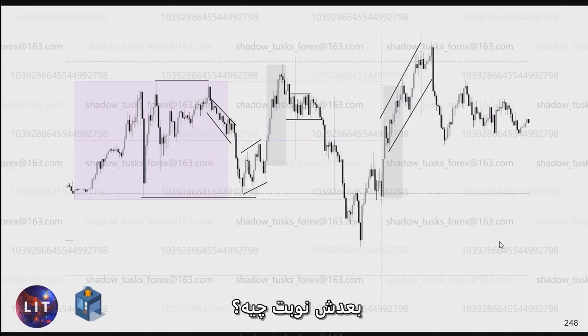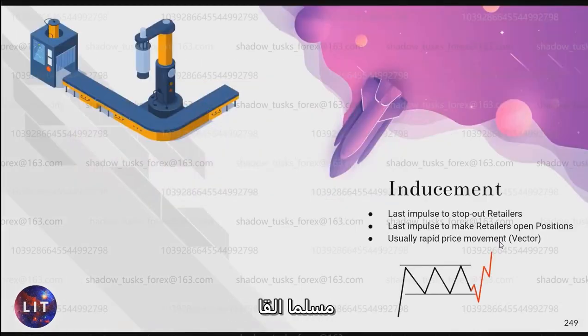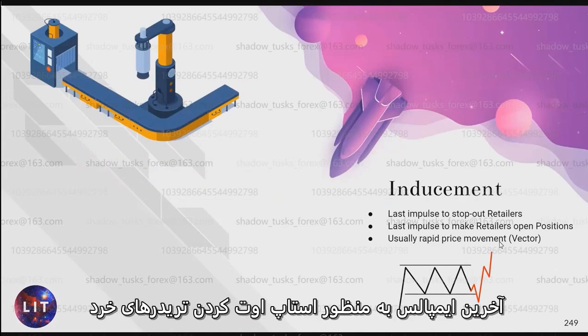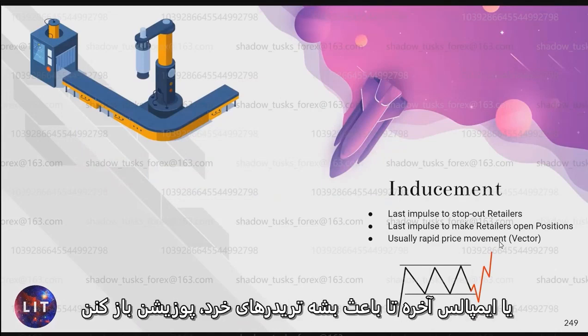We've done the build up. What is next? Inducement, of course. So just to cover this quickly, last impulse to stop out retailers. We all know this stuff. Or it's the last impulse to make retailers open their position.